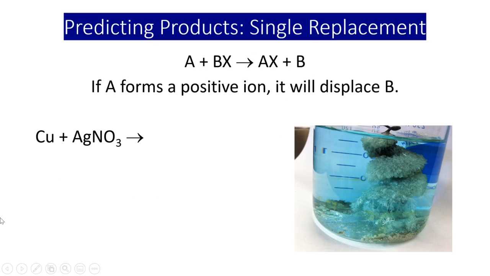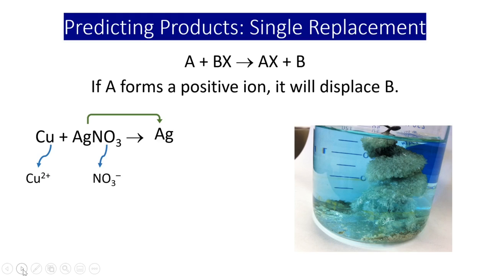When you are given one of these reactions, you will have to look at the element and see what type of ion it forms. If it forms a positive ion, it will displace the positive ion in the compound. In this example, copper forms a positive ion, which is often +2, and so it will displace the silver in silver nitrate. So silver becomes our first product, and it's just written as Ag because now it's silver, the element.